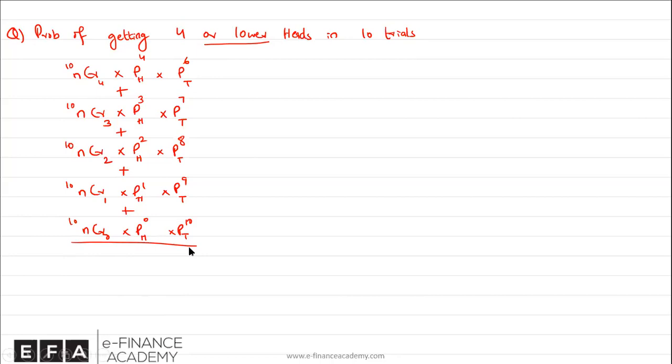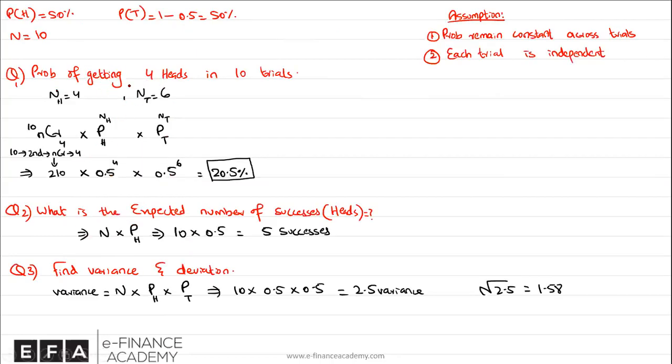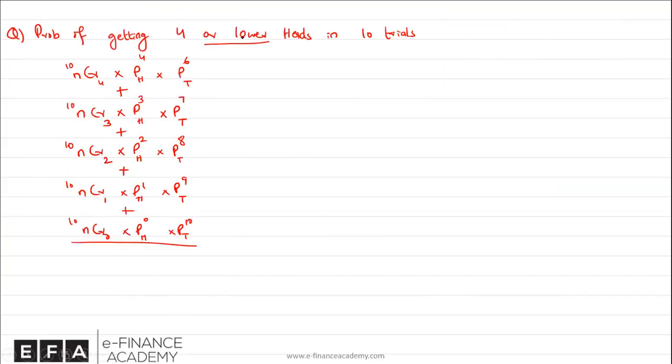So you need to pay attention to whether they are asking you to find exactly the probability of 4 successes, or is it 4 or lower? It could also be 4 or higher. Then you'll have to keep going up. You'll say 4 and 6, then 5 and 5, and then 6 and 4, and so on, right? So that's how you will do it.